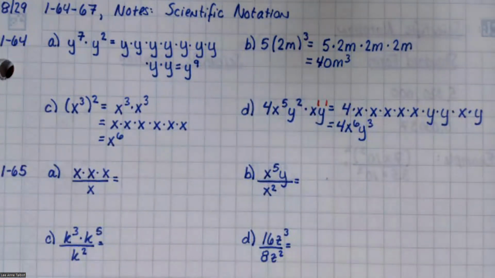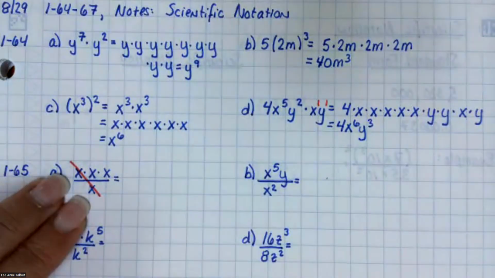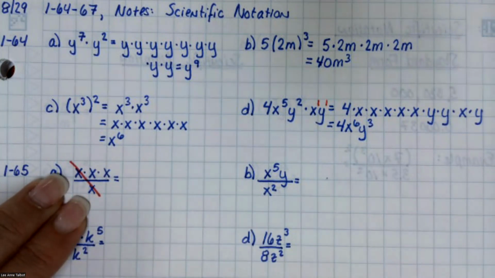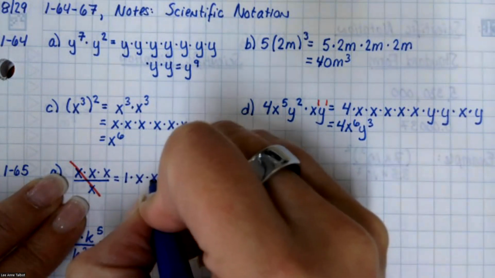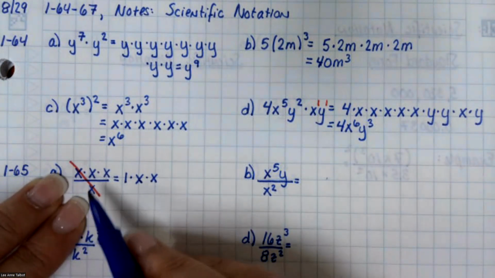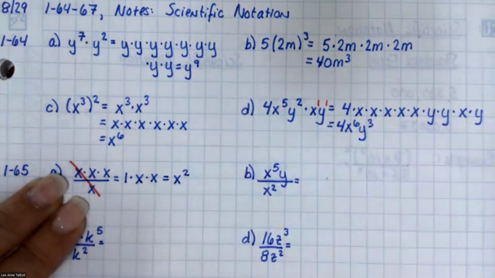65 increases the spice level a little bit. What we're looking for in number 65 is giant 1s that we can cross out. So there is a giant 1 right here. X divided by X is 1. I'm going to show the giant 1 by canceling out 1 x in the top and 1 x in the bottom. So this is 1 times x times x. Do you guys see where I got the 1 from? And then x and x, x squared.